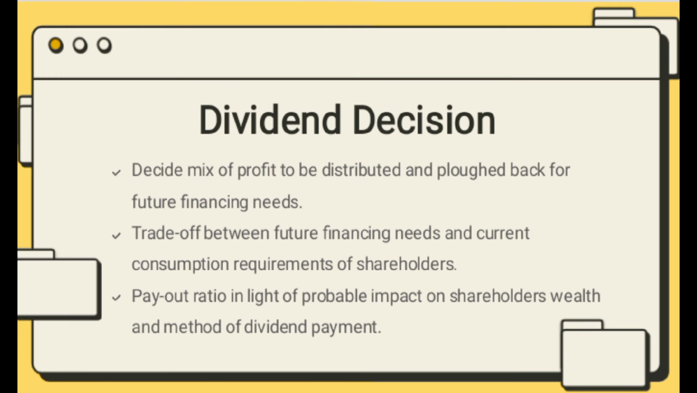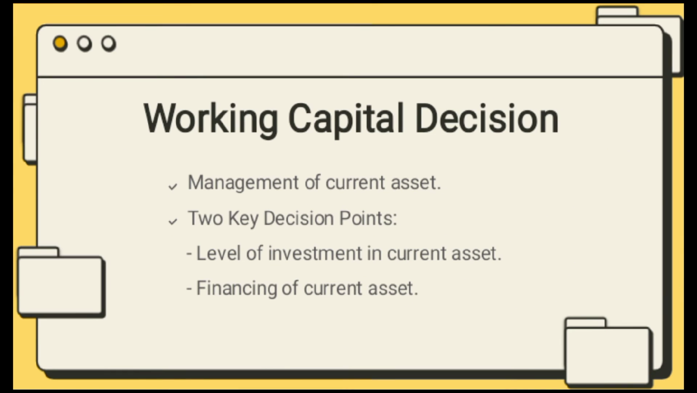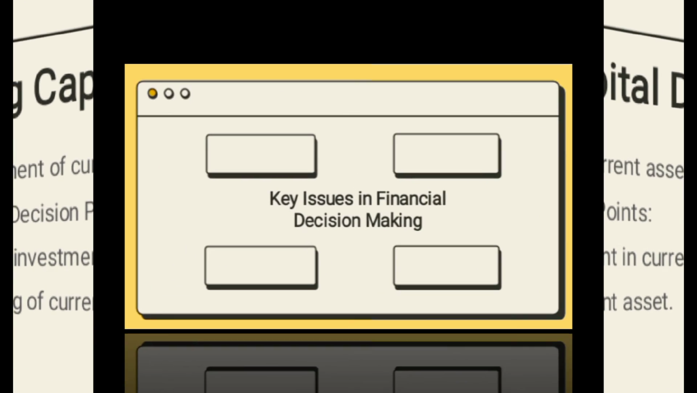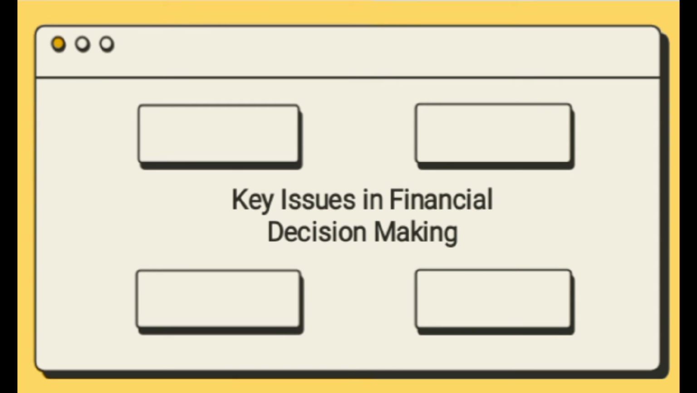Dividend decision. It is related to the distribution of profits earned by the organization. And lastly, working capital decision. Working capital is the amount of capital which is readily available to an organization. Under the working capital decision, we have two key decision points: the level of investment in current asset and financing of current asset.